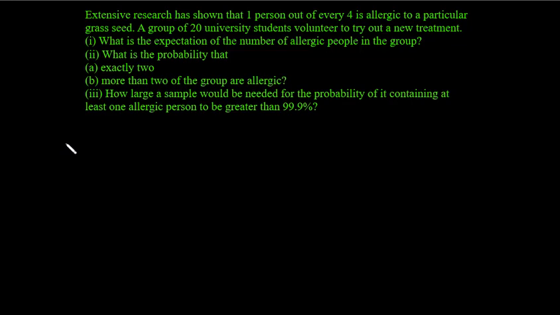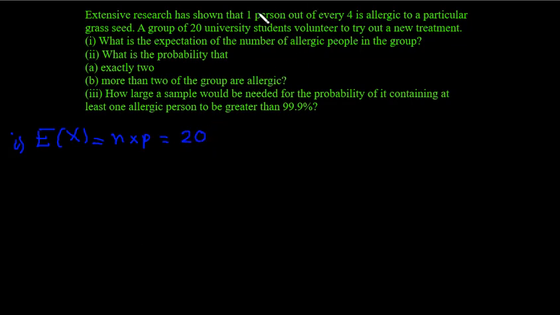Now we will work on the example question. Extensive research has shown that 1 out of every 4 people is allergic to a particular grass seed. A group of 10 university students volunteered to try out a new treatment. So first, find the expectation of the number of allergic people in the group. First of all, question part i. Expectation, we know that is equal to n multiplied by p, which is equal to, in this case, the number of students joining the investigation, 20 students.